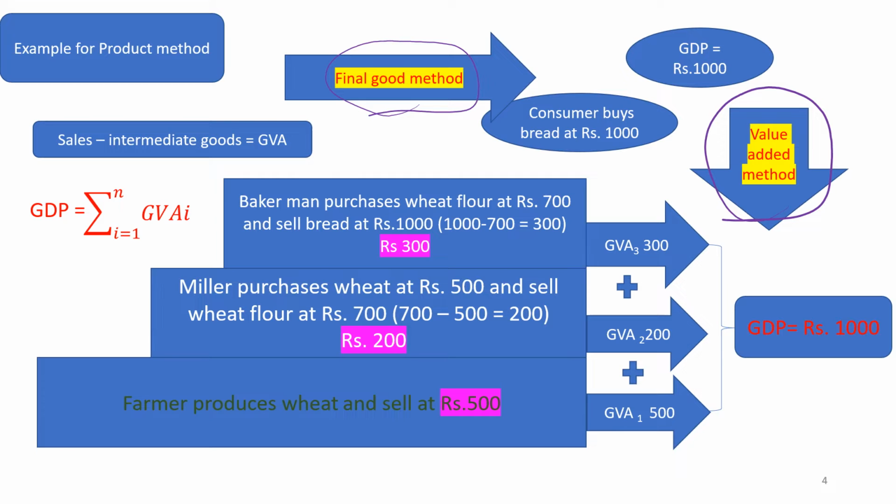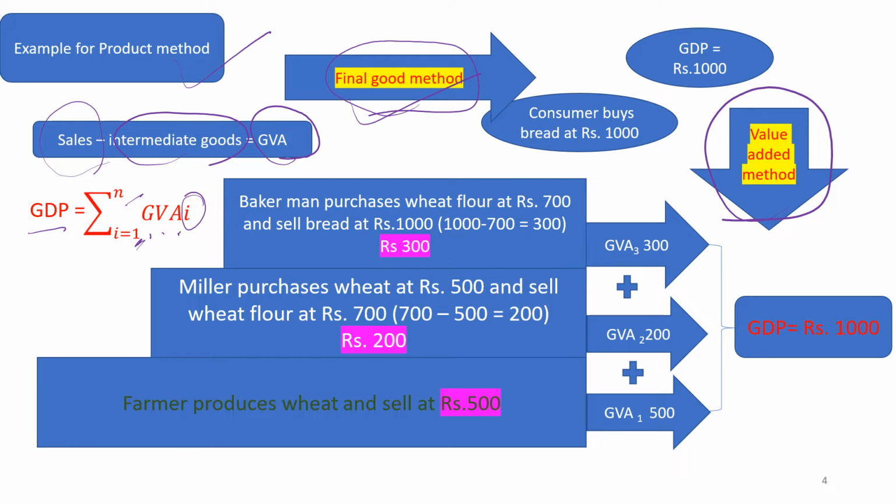If we consider the final goods produced in the economy together, then it is called the product method. Or you can consider the total sales by all the firms minus intermediate goods, then you will get the gross value added by all the firms. So GDP can also be represented as summation, sigma i equal to 1 to n, of gross value added by i firms or domestic firms.